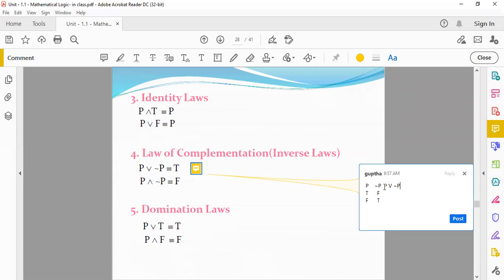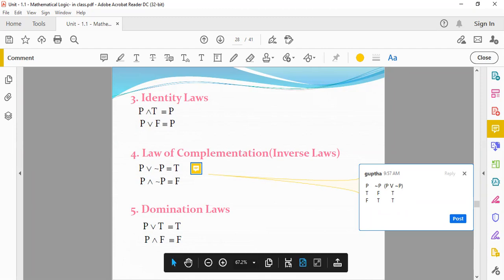Now coming to the next one, P or negation P. This is a well formed formula we learned. So what is the answer here, guys? It's true, and again it is true, again it is true. That's why they mention here P or negation P equal to true.